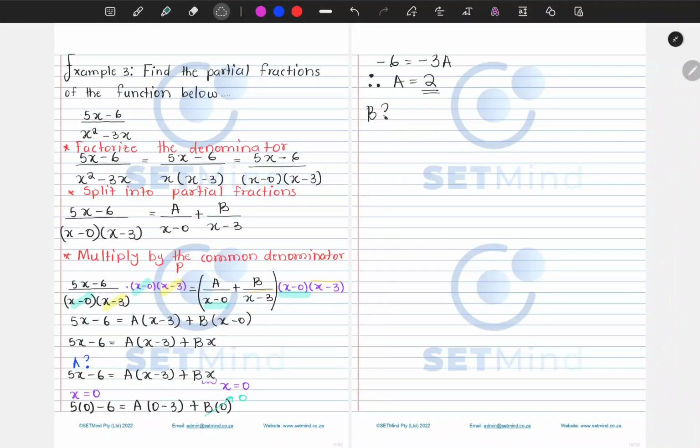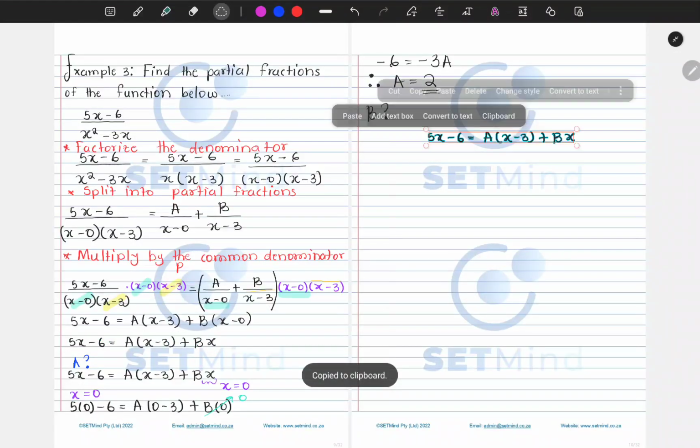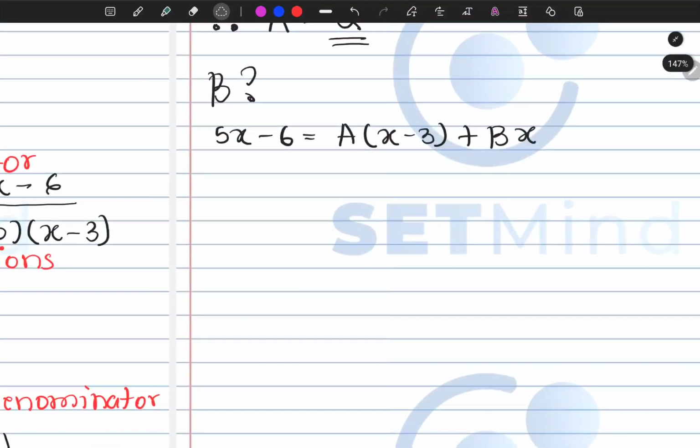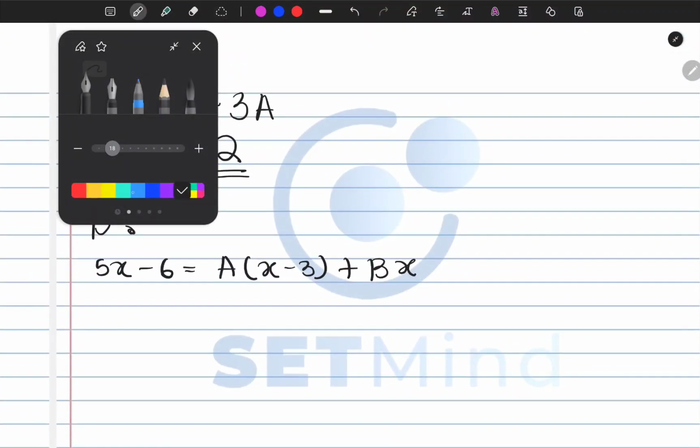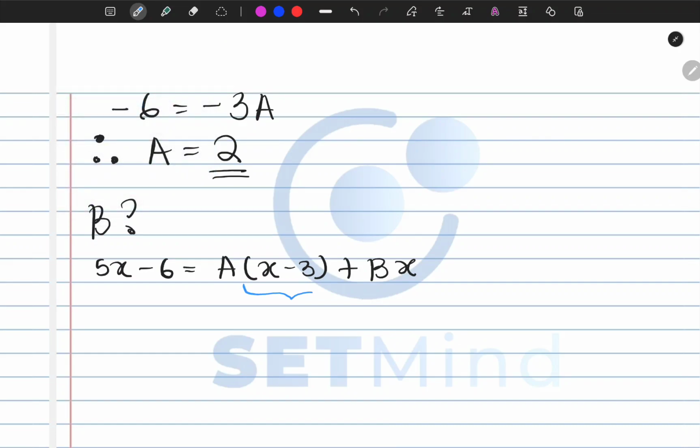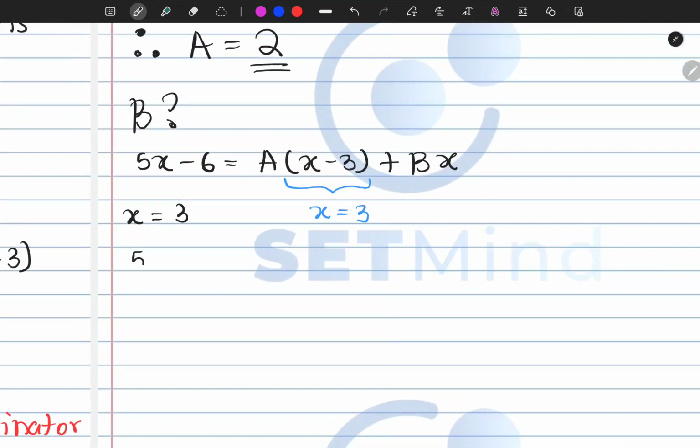We'll take the same expression which we had and quickly try and eliminate a in simple cases like this. So since we're looking for b, I should be asking myself, how can I eliminate or make the term to be 0 so that I eliminate the a? I can just choose x is 3. So what we are going to do is replace x by 3, which means we have 5 by 3 minus 6 equals a into 3 minus 3, and then plus b multiplied by 3.